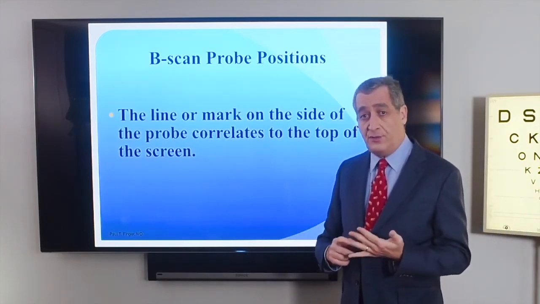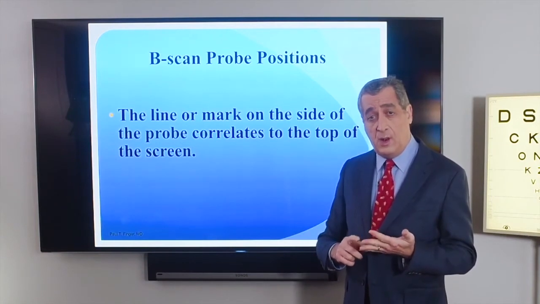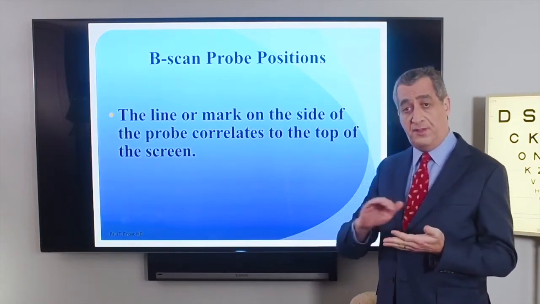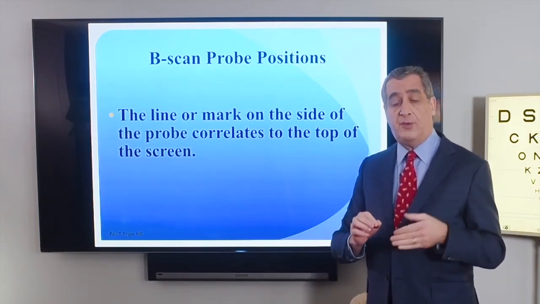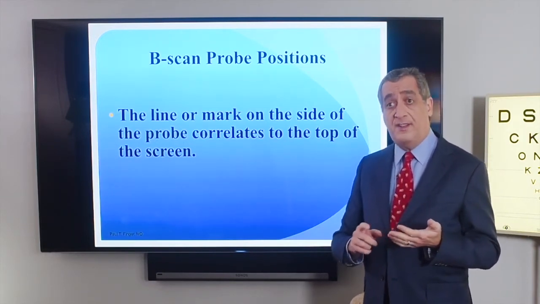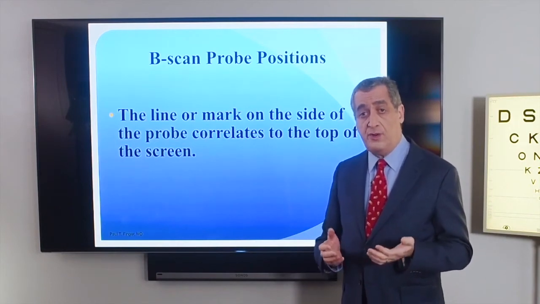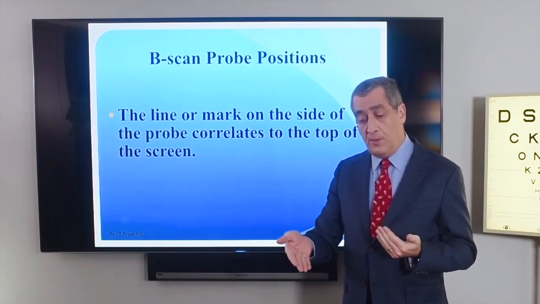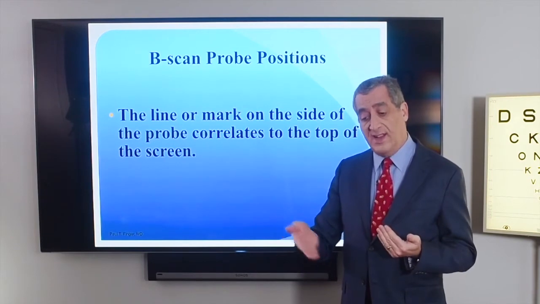Each one of the ultrasound probes either has a dot or a line on the side. That indicates where the top of the screen is. So that dot or line needs to be oriented in order for you to understand when the probe is on the eye, what slice you're making.